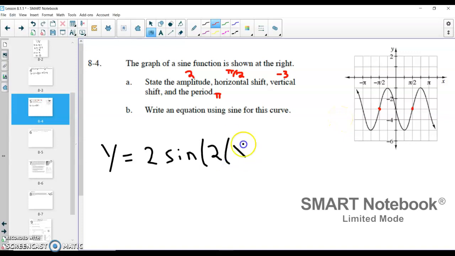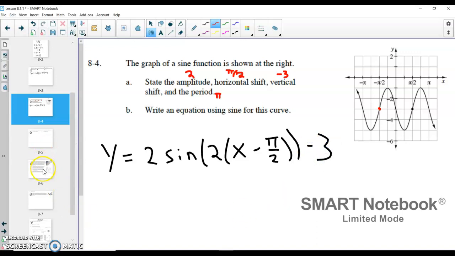And then that's 2x minus pi over 2. It could be plus pi over 2, quite honestly, but we'll go minus just because I see this dot. I covered it up, but that dot kind of makes me think that they want that to be the starting spot, which would be shifting over to the right instead of to the left, but it really does not matter. And then finally, on the outside of the function, we want a -3, saying that we shifted that down 3 units.